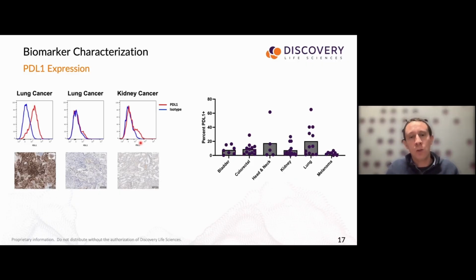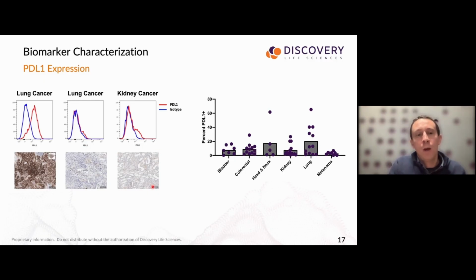And so to do this, we performed a correlation study. On the bottom panels on the left here, this is IHC that was performed on tumors that we acquired where we also acquired fresh tissue that was dissociated and cryopreserved. And here I'm showing 3 examples. An example on the far left of a tumor that's scored by our pathologist as 100% PD-L1 expressing, one in the middle that scored as 0%, and then one on the right that showed at about a 28 to 30% range.